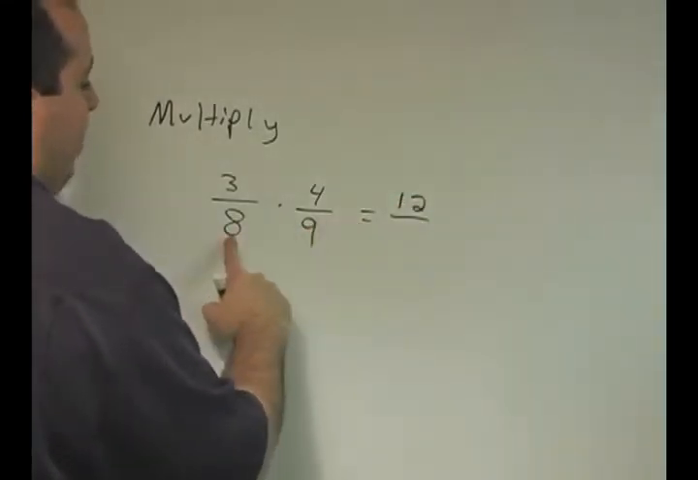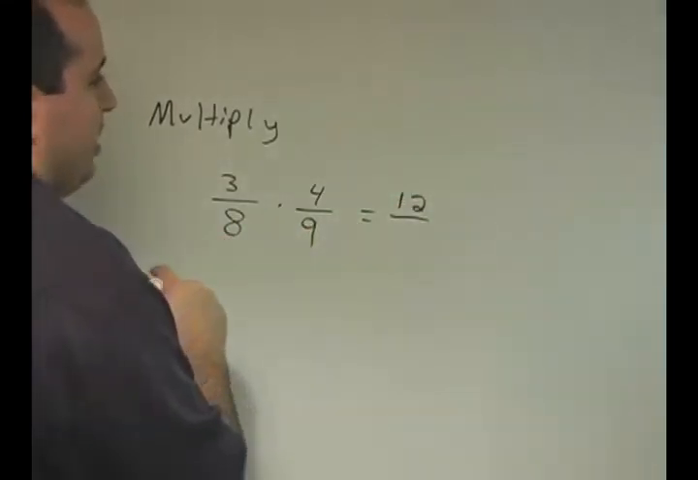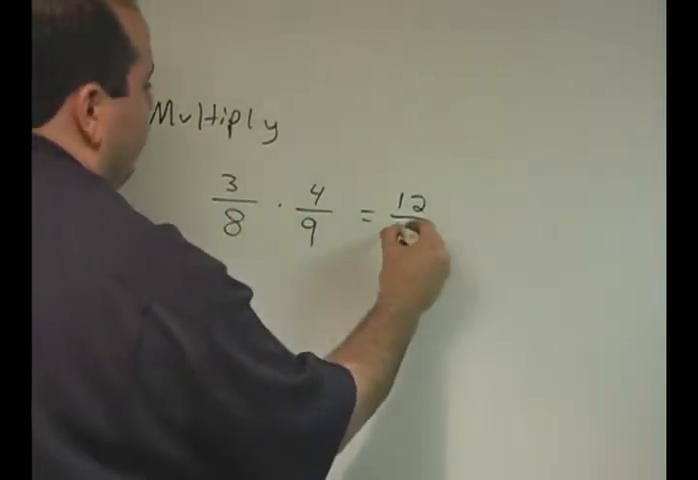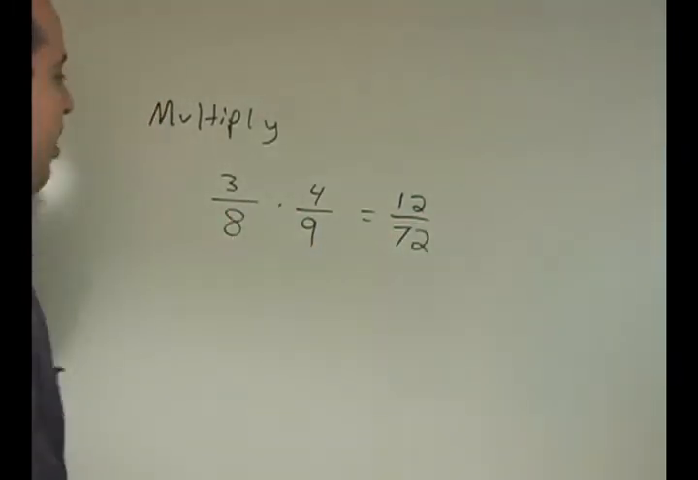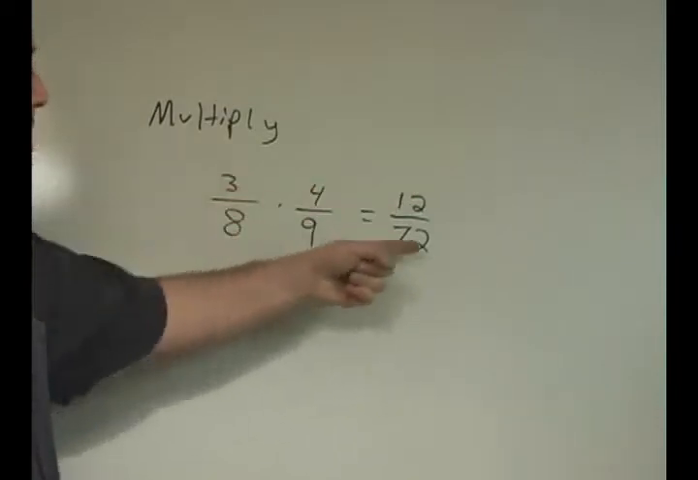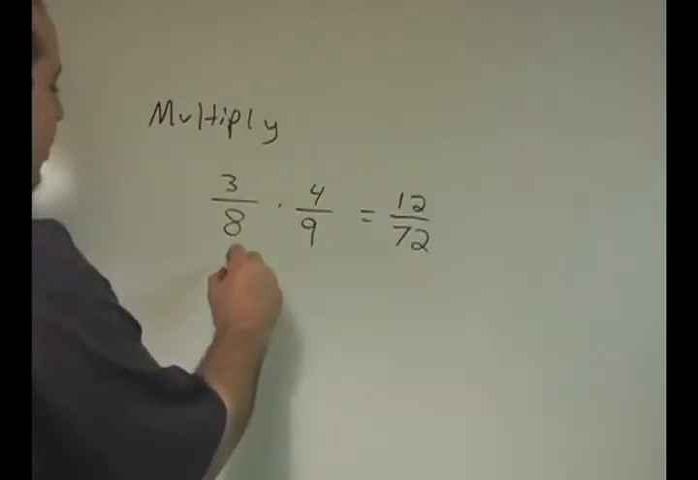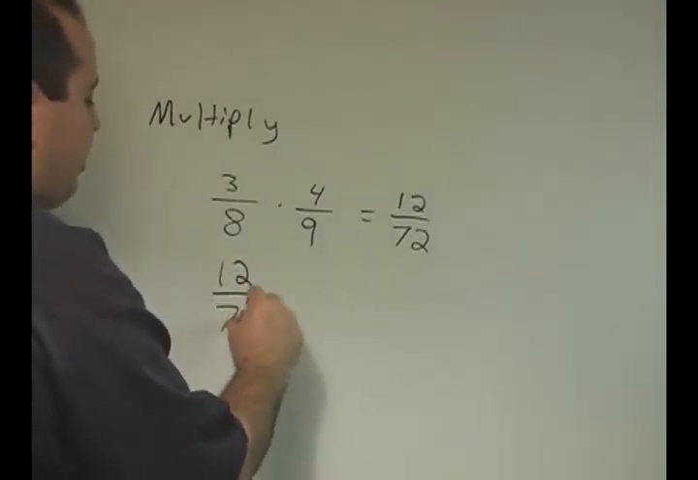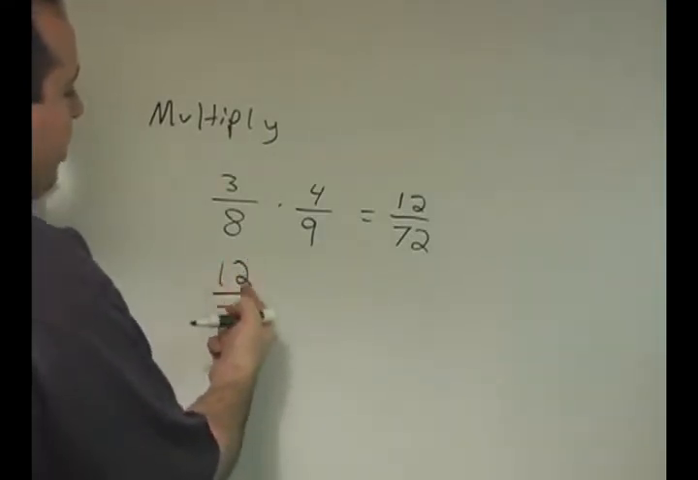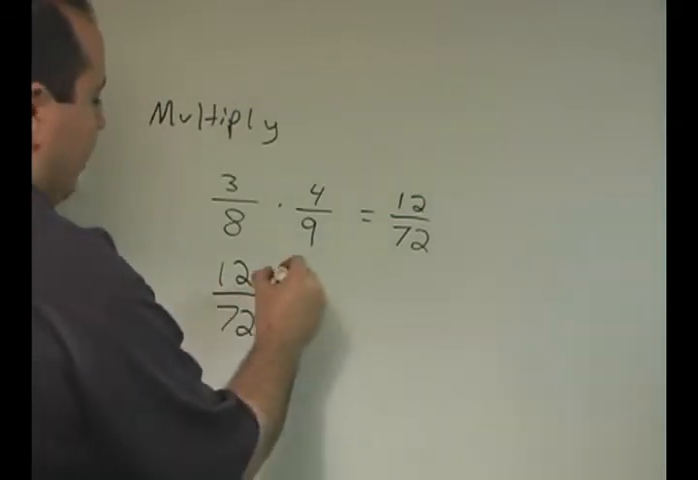And then multiply the bottoms, do 8 times 9. What is that? 9 times 8, it sounds like 72. So that is the bottom of the answer. So again, just multiply the tops, multiply the bottoms, and that's how you get the answer. 12 over 72. And again, this fraction here can be simplified because there's a number that goes into both of these evenly.